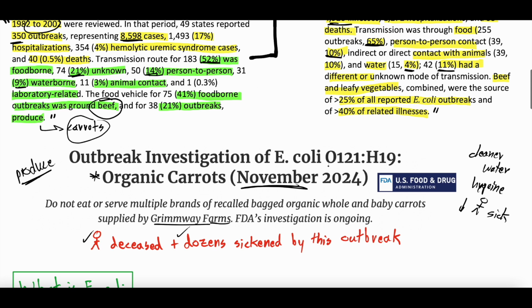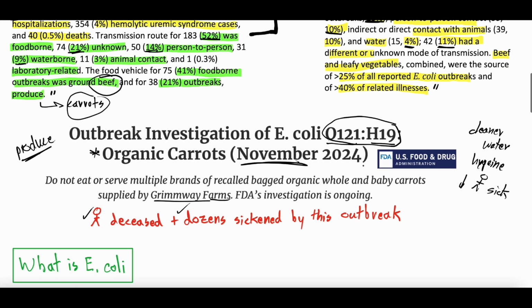Something just to note here is this O121H19. We're going to talk about what this means because with E. coli, you often see E. coli, then an O number, H number. And we'll talk about what that nomenclature is suggesting and how they come up with that.